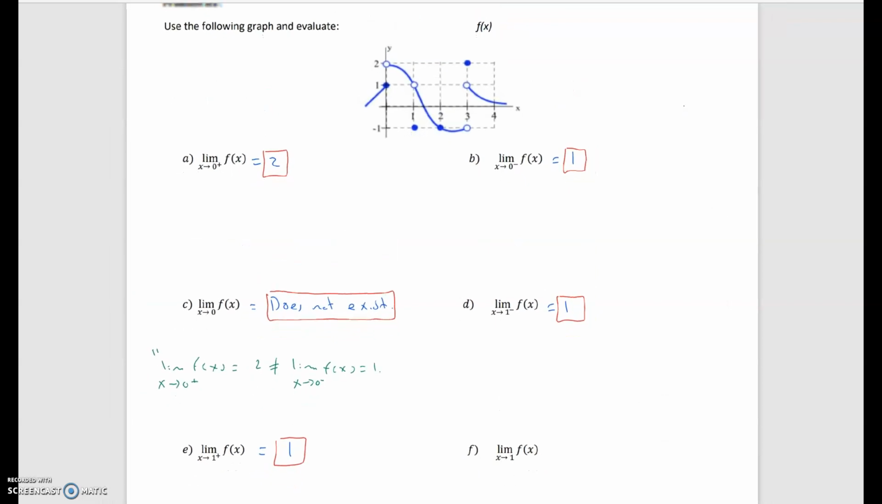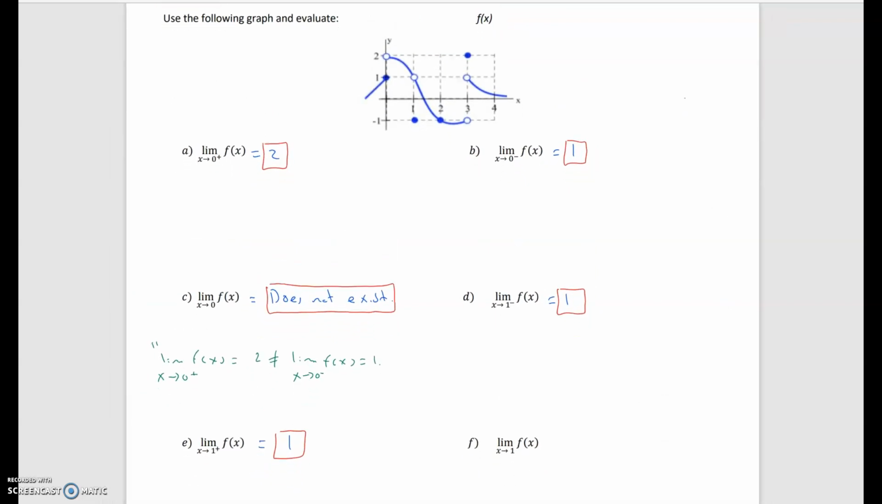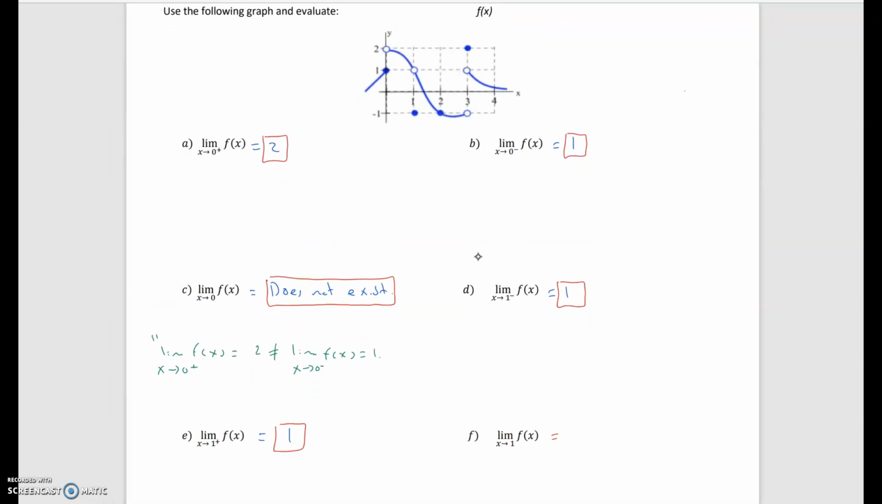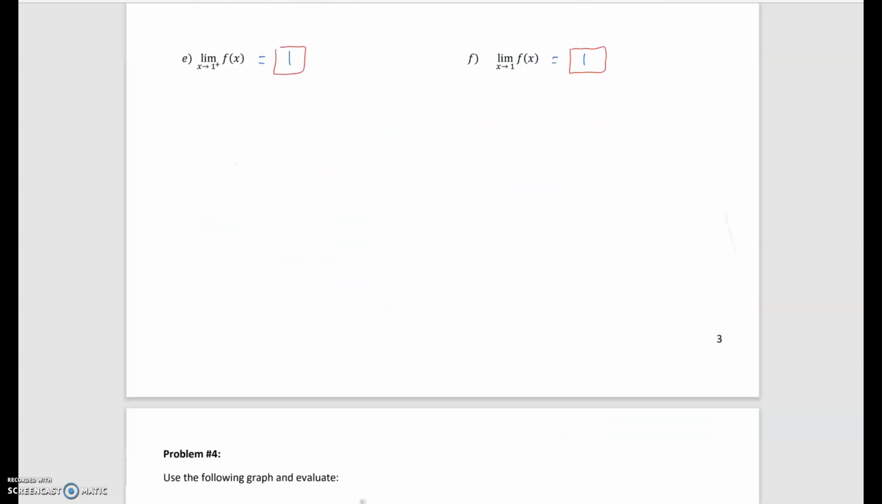And then part F is asking for the limit as x approaches 1. So let me just rewrite it. In this case, as the function approaches 1 from both directions, you're approaching the value of 1. So this one is defined. We don't have a problem on this particular one.